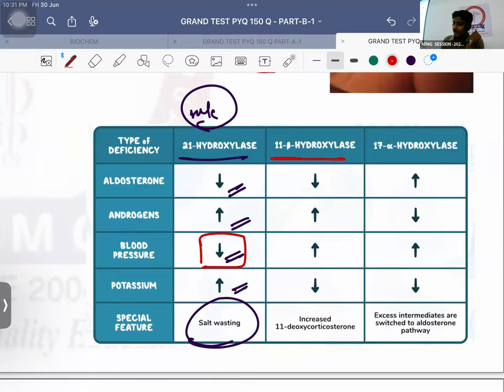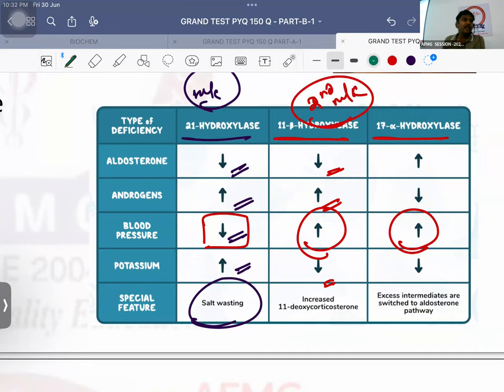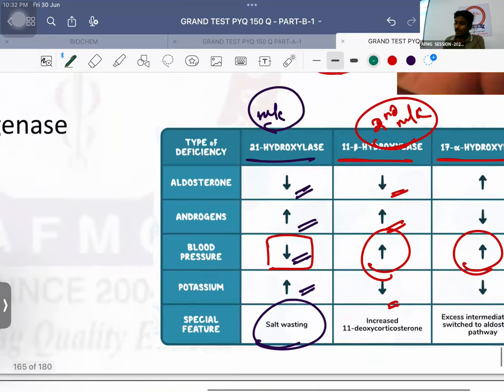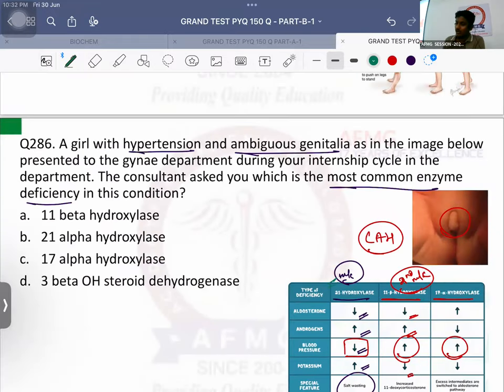But 11 beta hydroxylase and 17 alpha hydroxylase: here definitely, please remember, aldosterone in 11 beta hydroxylase is low. Androgens are high. Blood pressure will be high. Potassium is low. Here also the blood pressure is high. Which of the two is more common? 11 beta hydroxylase. Does the patient have hypertension or not? Yes. So if the patient has hypertension, can it be 21 alpha hydroxylase? No, it should be 11 beta hydroxylase.